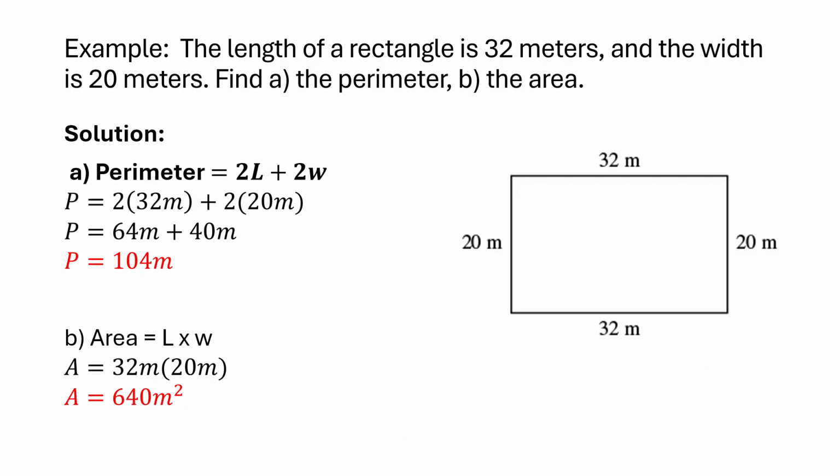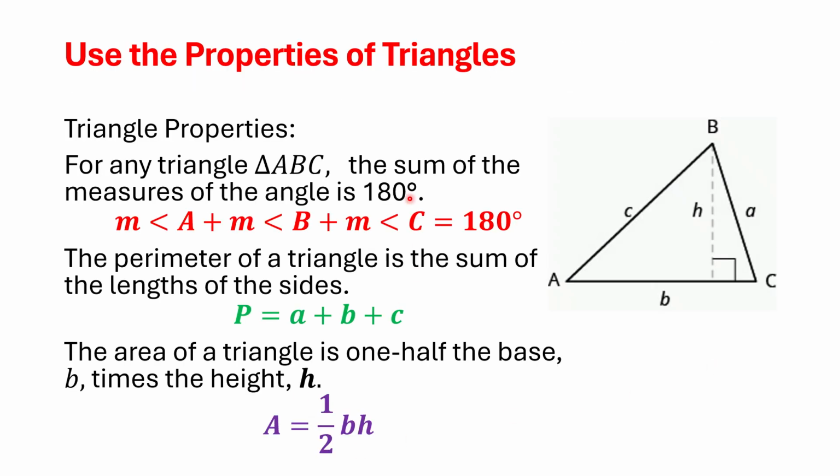Next, let's have the properties of triangles. So, triangle properties. For any triangle, the triangle ABC, the sum of the measures of the angles is 180 degrees. It means that for any triangle, the sum of the measures of the angles is just 180 degrees.